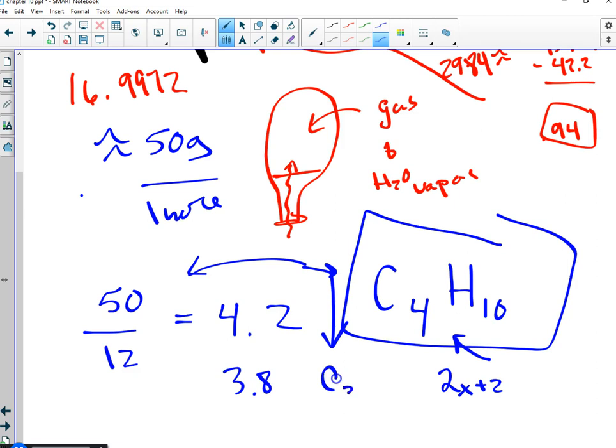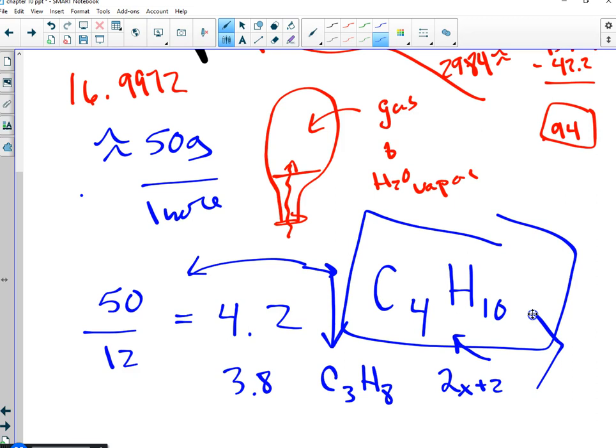Down and say it's C3H8, and that would be propane. Okay, I would accept both from this lab because they're certainly acceptable. There's a lot of error. Then we're just kind of doing high school chemistry in a high school lab.